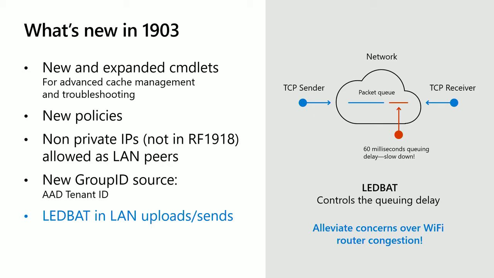So we've implemented LEDBAT and enabled that even for these peer-to-peer connections on the local network. And this really allows us to back off if we need. If there's congestion on the network, this identifies it in milliseconds and backs off. So there's really no concern over peer-to-peer traffic impacting the network.